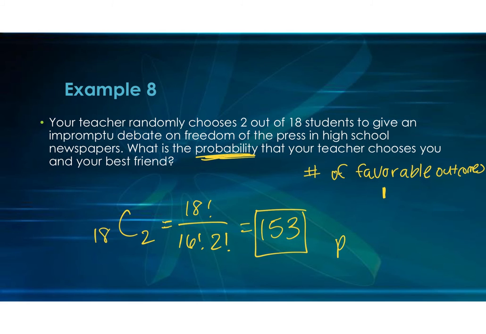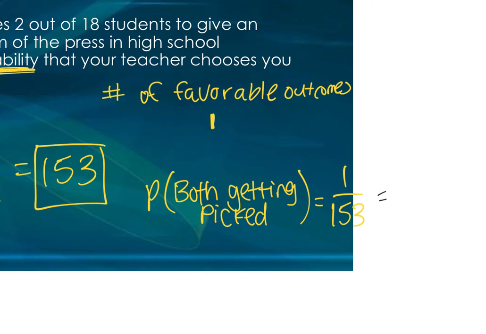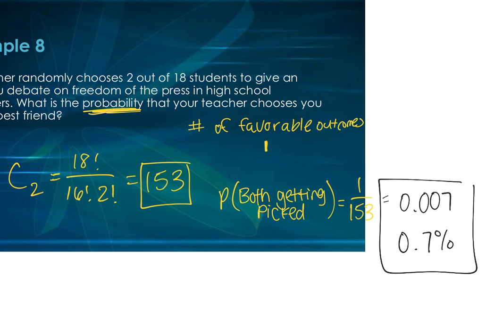So the probability P of both getting picked is going to be 1, the number of favorable outcomes, over the total, which is 153, which is about 0.007, so it's 0.7%. Or you could just leave it as 1 over 153, okay?